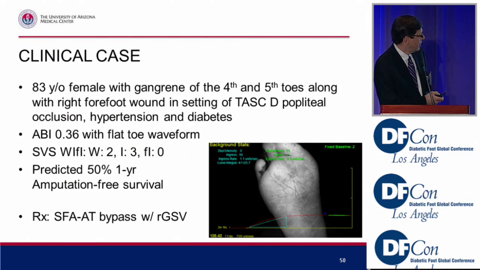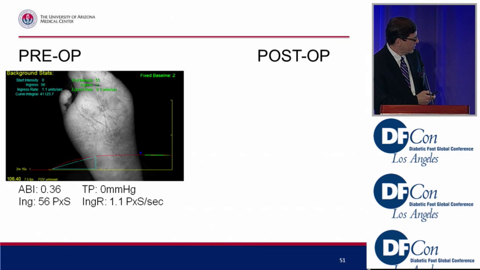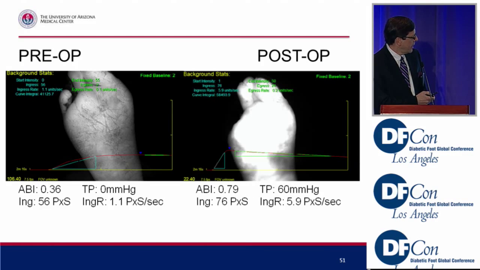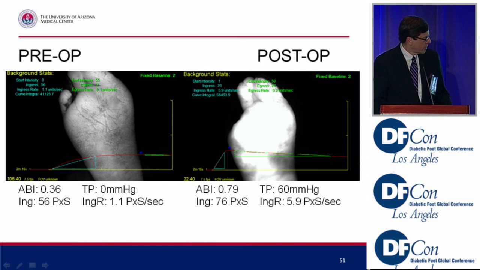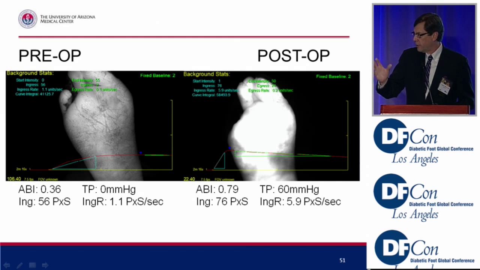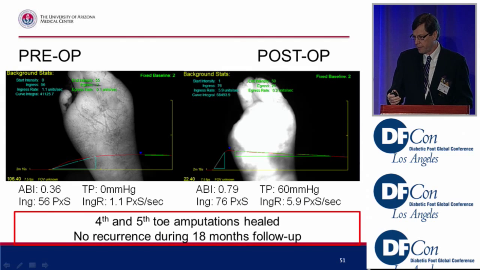And this just shows you her ABI was 0.36. Now, you don't need any other testing in her, but because we're trying to correlate, she had no foot pulse, ABI 0.36, TASC D occlusion. And so she had an anterior tibial bypass. And you can see how the correlation between the improvement in ABI, so it more than doubled. Her toe pressure went from 0 to 60, and her indocyanine green markedly improved. So we're not suggesting you do all these studies in every patient. What we're trying to do is be able to correlate indocyanine green with toe pressure and ABIs, so that in patients in whom you can't measure those, we have some other alternative.